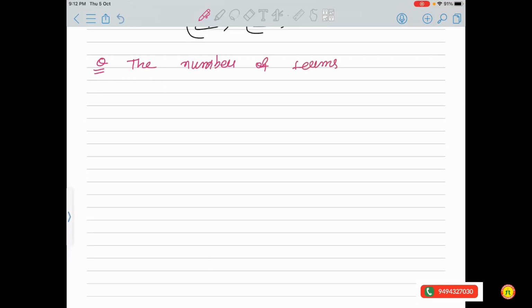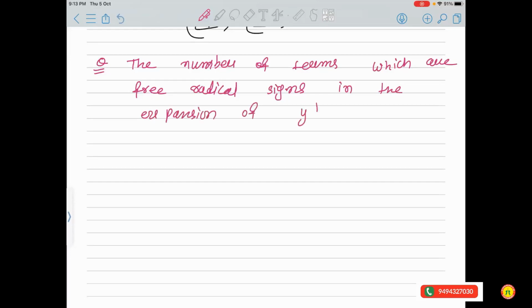The number of terms which are free from radical signs in the expansion of y power 1 by 5 plus x power 1 by 10, power 55, is.